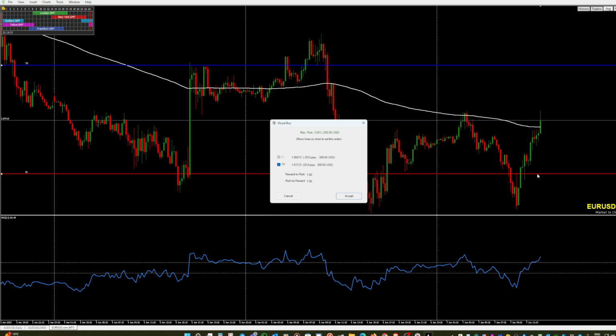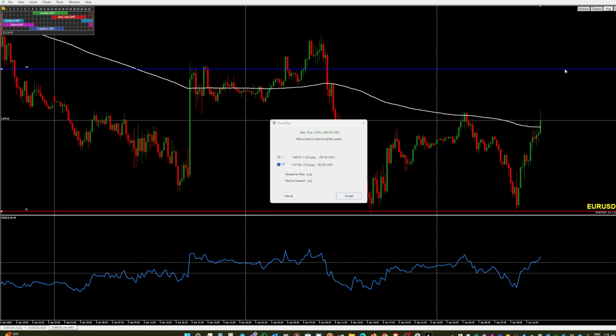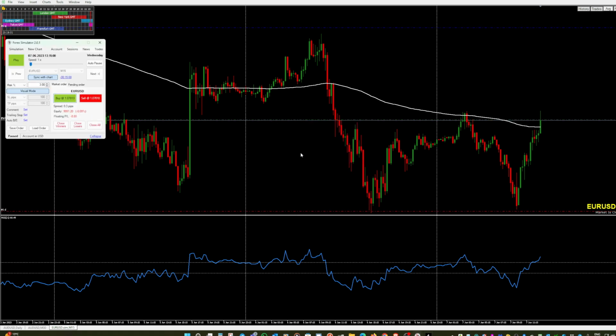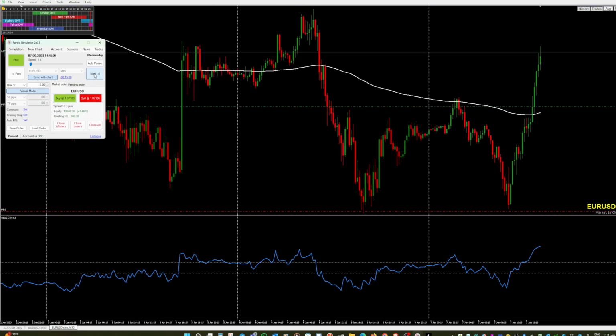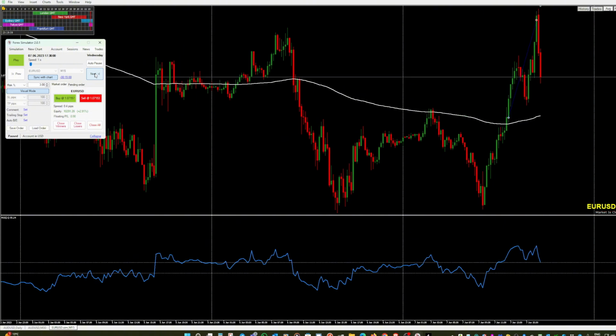And okay, let's see, and I'll do a 1-to-1. So that is a 1-to-1, and we're in at a 3% risk. And then I leave it. This will either hit my stop loss or my take profit, one or the other. And in this case it hit my take profit.